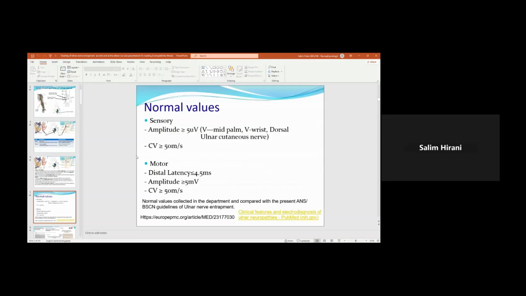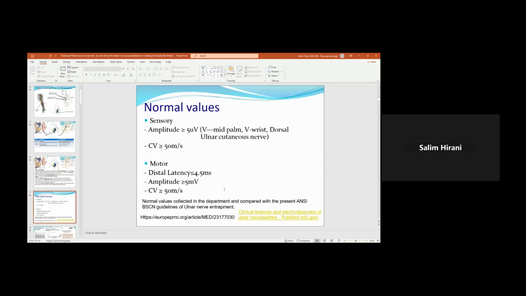when we collected the normal data, we made it very easy to understand: 5 microvolts and 5 millivolts for the amplitude, and the conduction velocity is 50 meters per second for both motor and sensory. The distal motor latency is more than 4.5 milliseconds in the ulnar nerve because the distance is different. These values were collected by the department and according to the BSCN, the British Society of Clinical Neurophysiology Sciences, and the ANS, the Association for Neurophysiological Sciences.